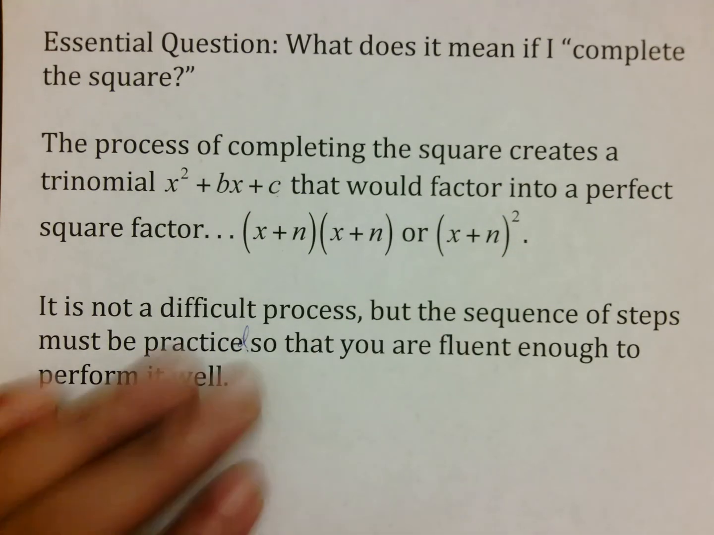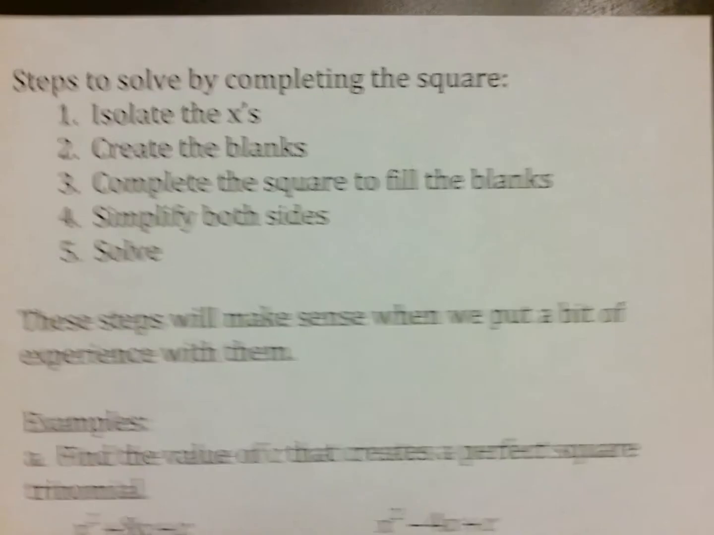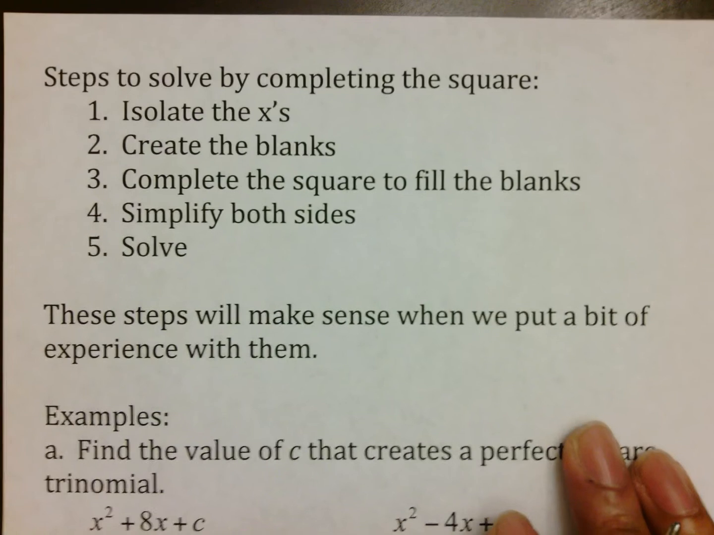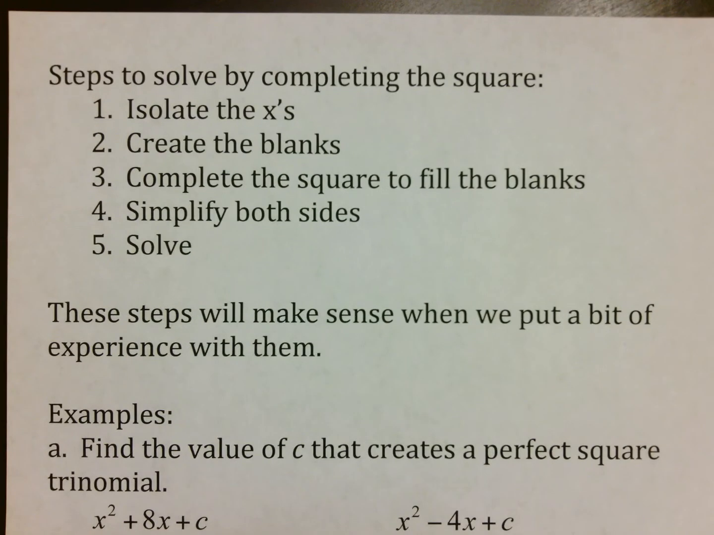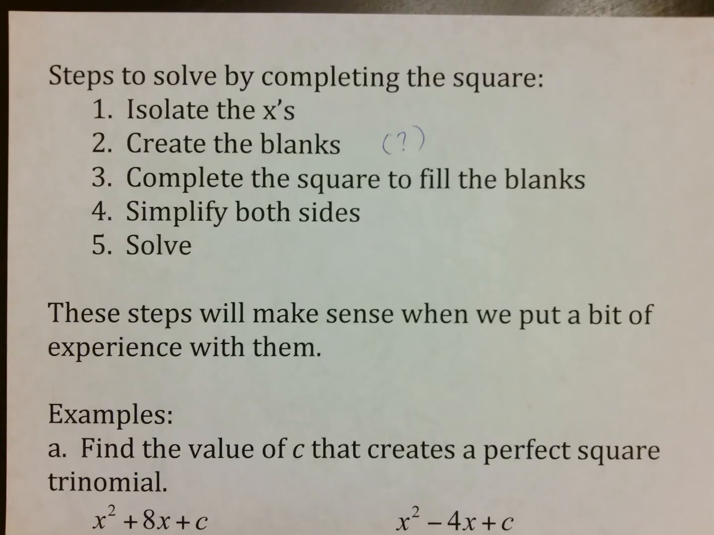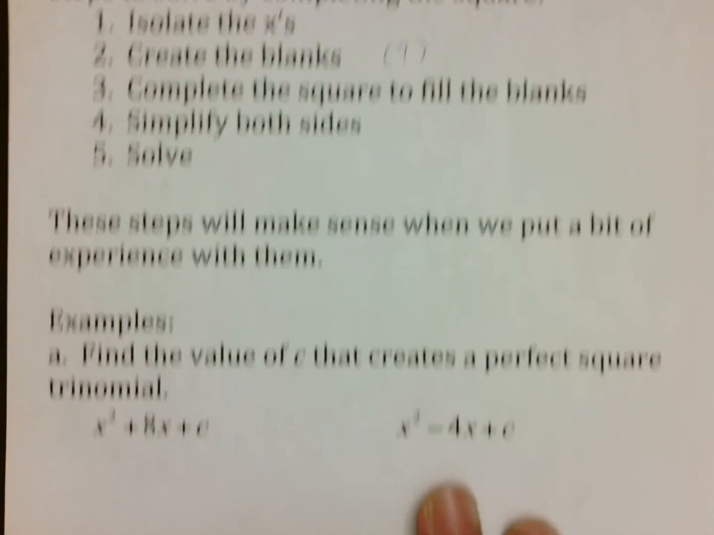And again, it's one of those things where you need to make sure that you take the practice time seriously, because if you don't practice it well, then you're not really going to know how to do it, and you're going to make mistakes when they count. The steps that you need to keep in mind and use on your notes as you practice this are: the first thing you want to do is isolate the x's. Second thing you want to do is create the blanks. On the computer today, your blanks will actually be question marks. Complete the square to figure out what the blanks are, simplify both sides, and then solve. Again, completing the square is the name of the chapter, but it's solving by completing the square that we're trying to focus on doing.